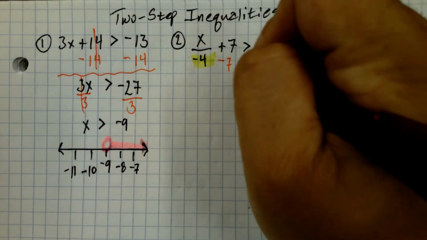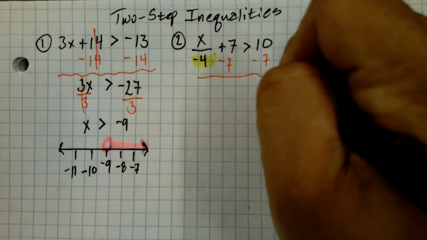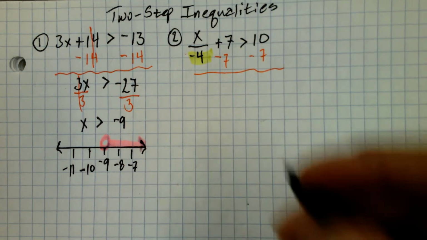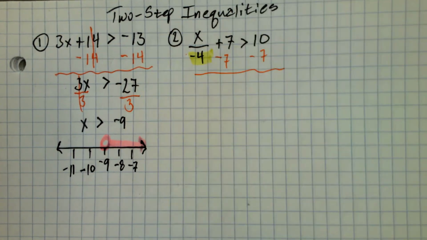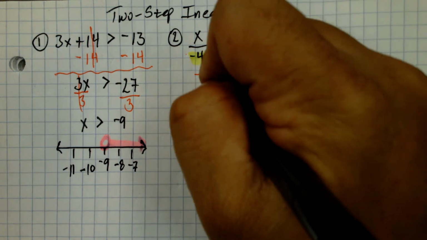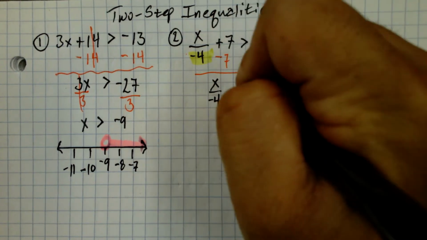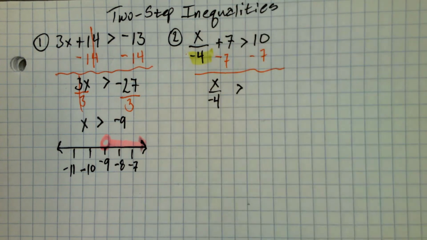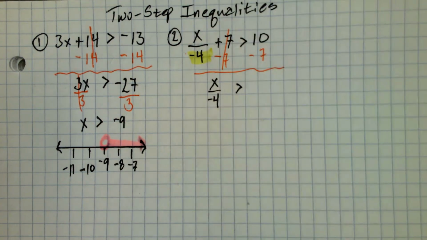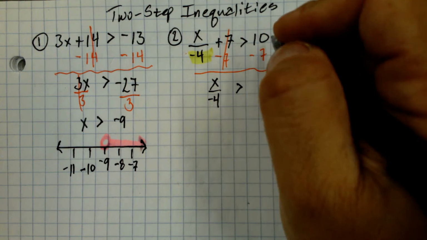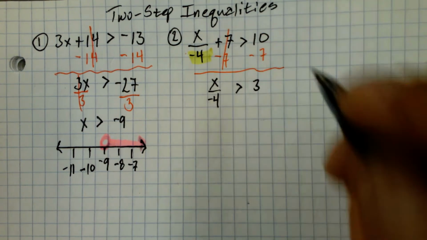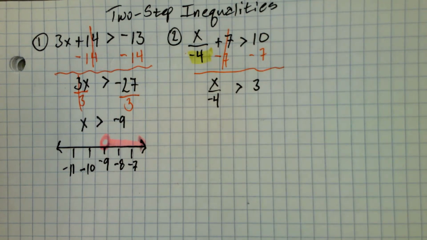Okay, let's do this. Take away 7. All right. Let's just bring down what's here. x divided by negative 4 is greater than, because this canceled. That's 0. I don't need that anymore. 10 minus 7, 3. Okay.